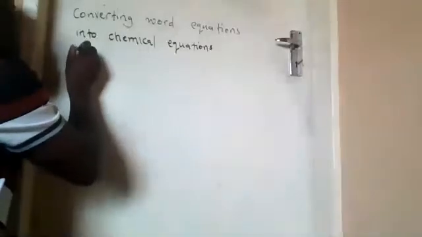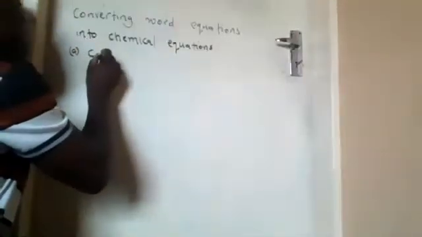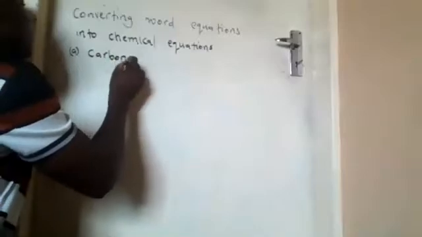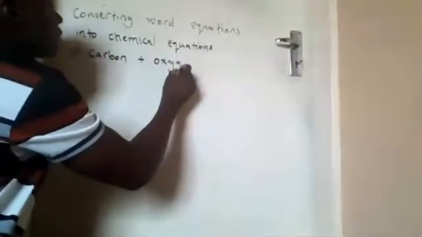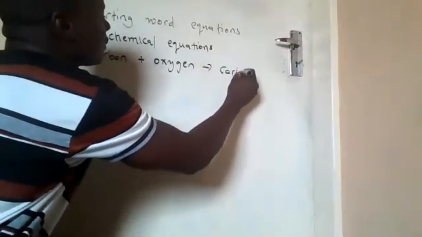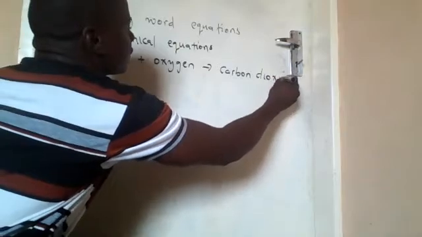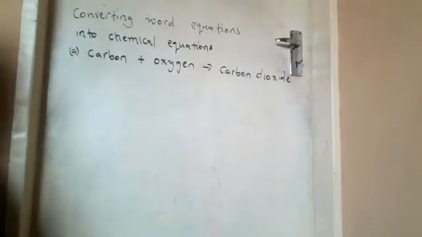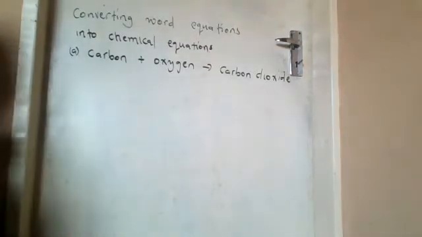So number one, we are told that we are reacting carbon plus oxygen, then we are forming carbon dioxide. That is the first reaction. The first reaction is we're reacting carbon with oxygen, and what we are forming is carbon dioxide.